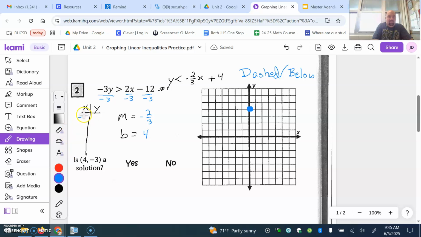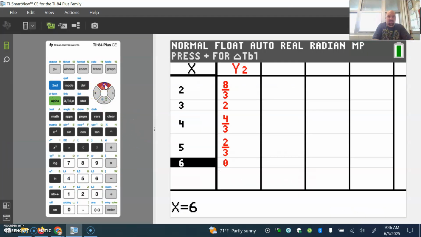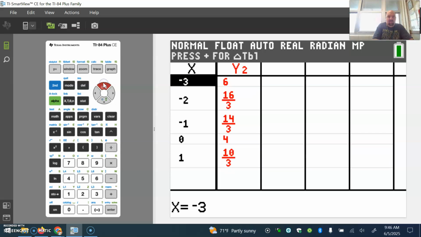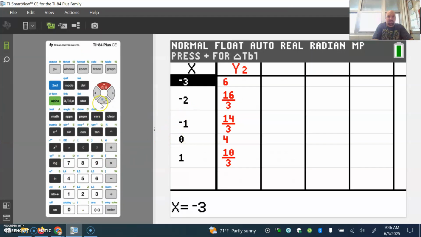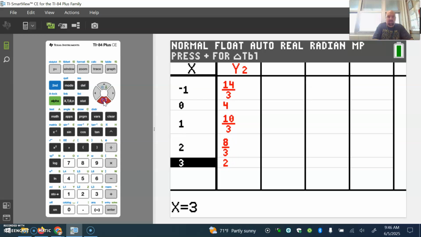So -3, 6, I think I said. I know I got 6, 0. -3, 6, yeah. My y-intercept is 0, 4. And then I've got 6, 0. There should be another point in there. Did I miss one? +3 should be another point. Yep, 3, 2.